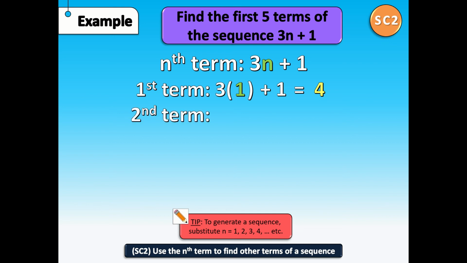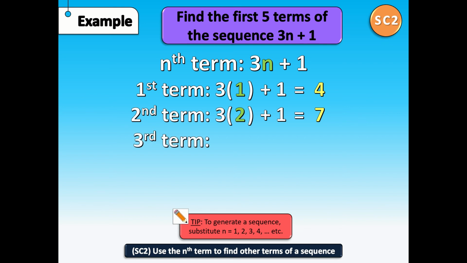The second term of the sequence, we replace n with 2. So we do 3 times 2 plus 1. 3 times 2 is 6, plus 1 is 7. So the second term of this sequence is 7.